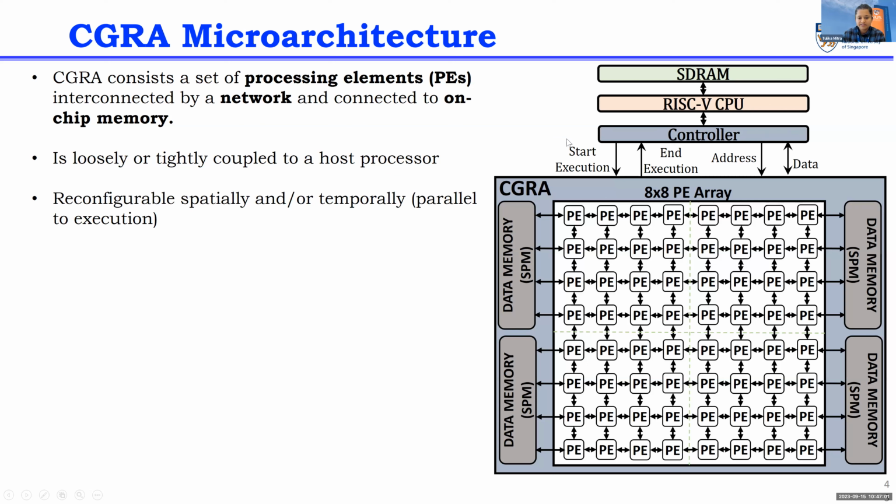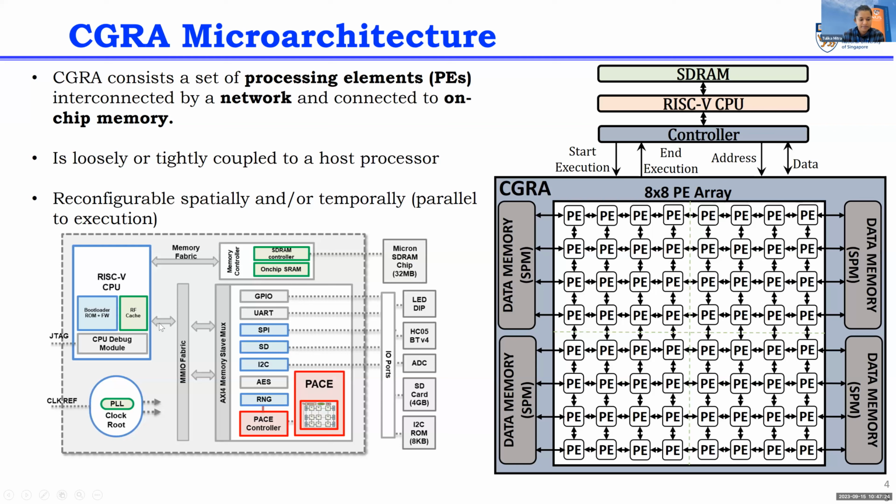The CGRA can be reconfigured spatially or temporally, as Prof. Tulika mentioned earlier. The main difference between CGRA and FPGA is its ability to reconfigure in both spatial and temporal domains, which means we can do reconfiguration in parallel with the execution.